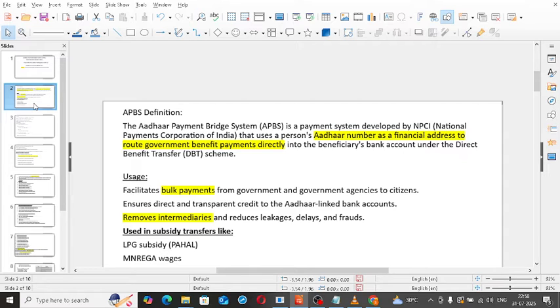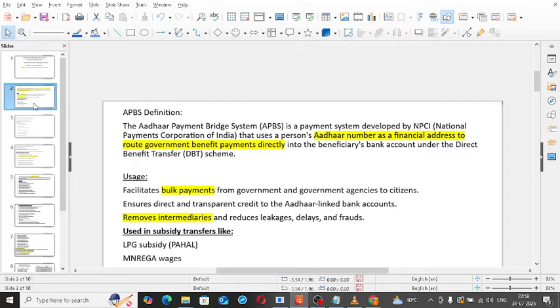Where and how is it used? The government needs to pay subsidies to citizens. They initiate a bulk payment, and the subsidy is credited to the citizen's account. In the bulk payment file they mention the Aadhaar number and amount, and it reaches the beneficiary bank from the sponsor bank through the NPCI network. Finally, it is credited to that citizen. It is used by both the government as well as government agencies.